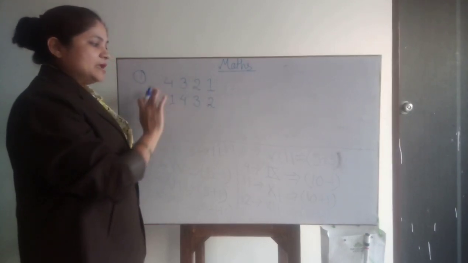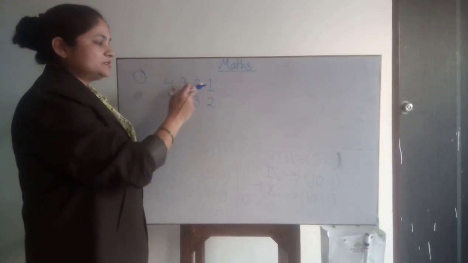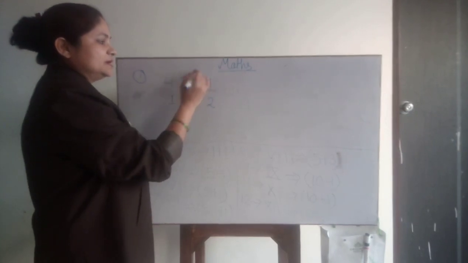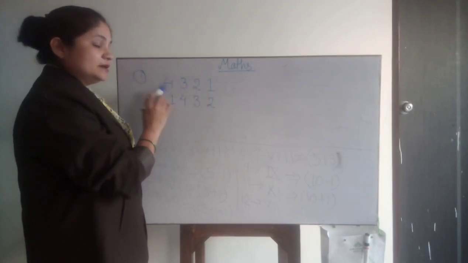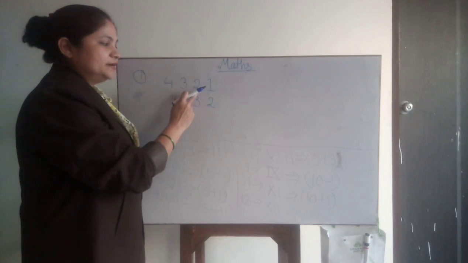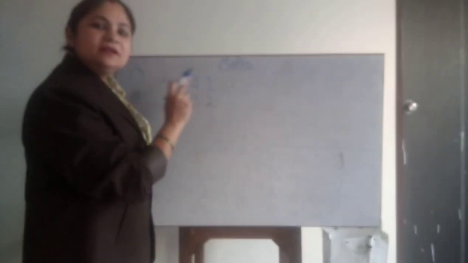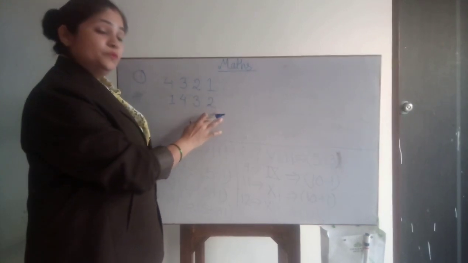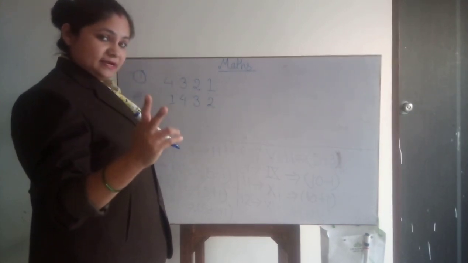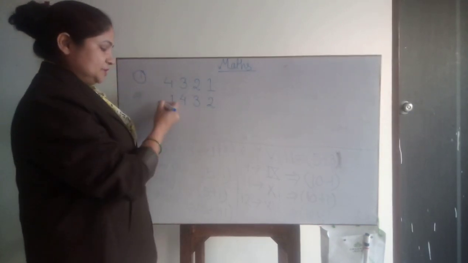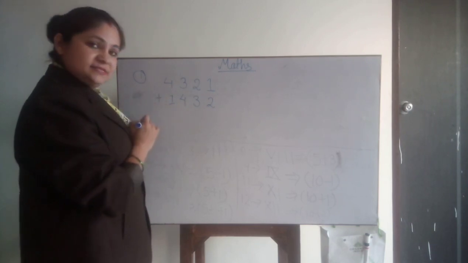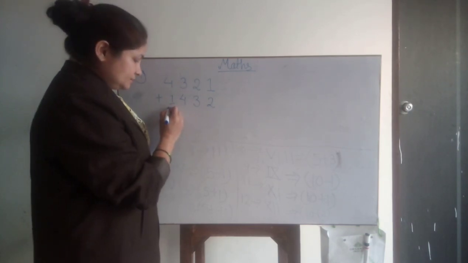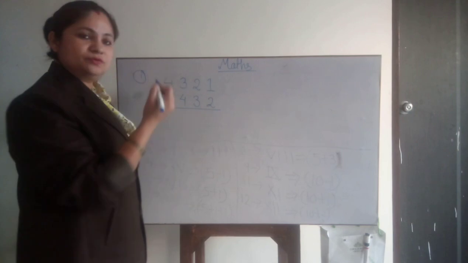I mean to say, if we read it, it is ones, tens, hundreds, thousands. 4,321. This is our first number, and then 1,432. This is our second number. Okay, we have to add it. So we will keep a plus here for the addition. Then we will start to add.